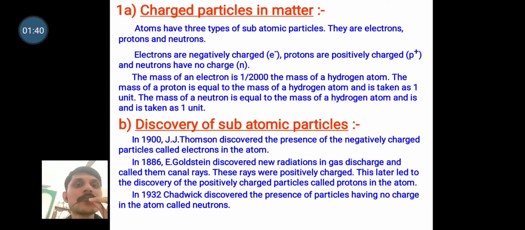Now we are going to discuss the discovery of the subatomic particles. In 1900, J.J. Thomson discovered the negatively charged electron, and in 1886 Goldstein discovered a new radiation, positively charged rays, called canal rays. And in 1932 Chadwick discovered the particles having no charge in the atom, known as neutrons.